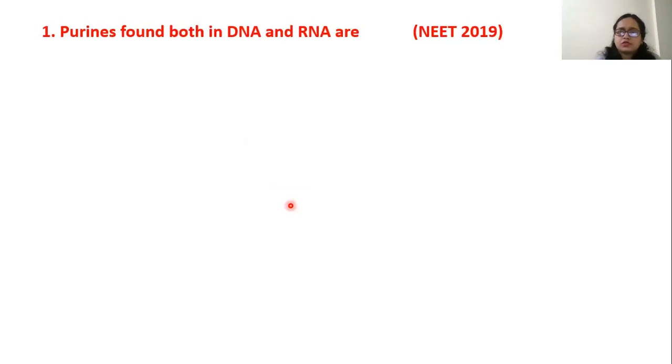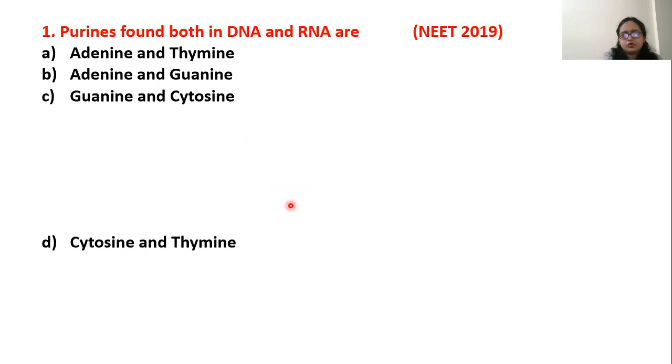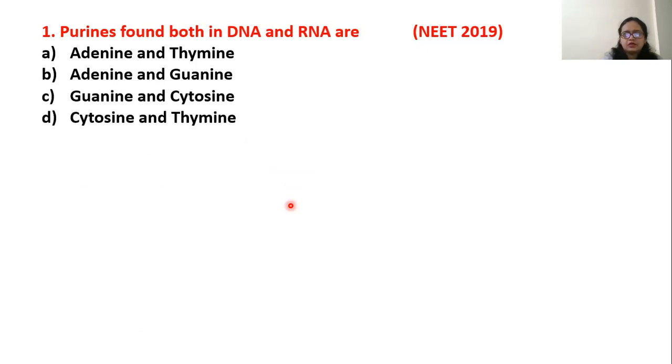So the questions: I have taken some questions from the NEET exam which are generally asked. Purines found in both DNA and RNA are: the first option is adenine and thymine, the second option is adenine and guanine, third is guanine and cytosine, while the fourth one is cytosine and thymine. So as we have studied, the purines are adenine and guanine. So this option is correct.